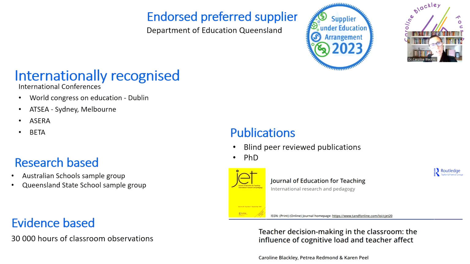Publications is the last that I'm just going to share on this slide. I have been published. Obviously, PhD goes through high scrutiny. But more than that, I have articles published, Q1 journal articles, which means top 10% within the world. They have been blind peer reviewed, so no one knows that I've written them when they go in, and they have been accepted, and that is a very rigorous process to have articles published. The one that you can see, teacher decision making in the classroom, and my work started with cognitive load and affect.